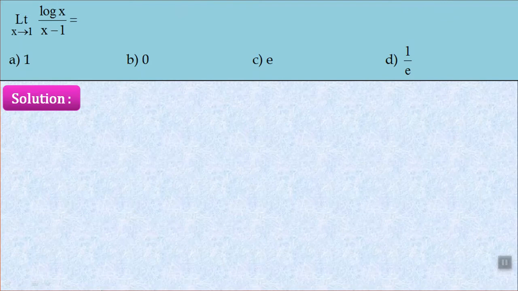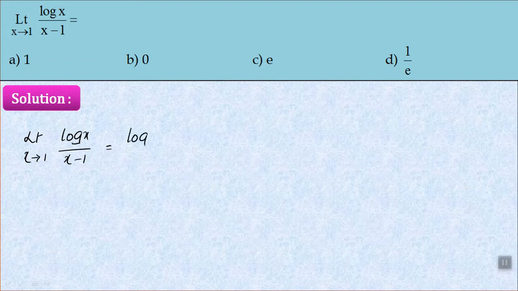Dear students, here the question is limit x tends to 1 log x divided by x minus 1 is equals to, here we substitute the limit, log 1 divided by 1 minus 1 is equals to, we know that log 1 is 0 divided by 0 is of the indeterminate form.